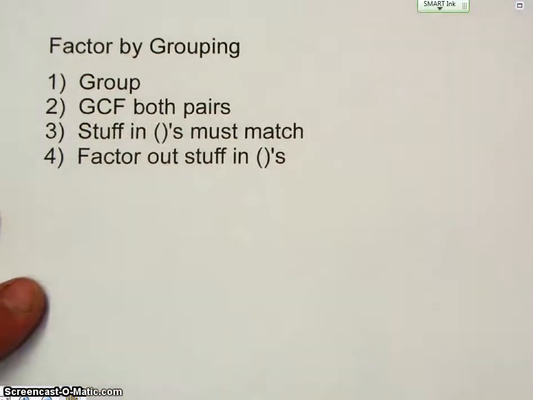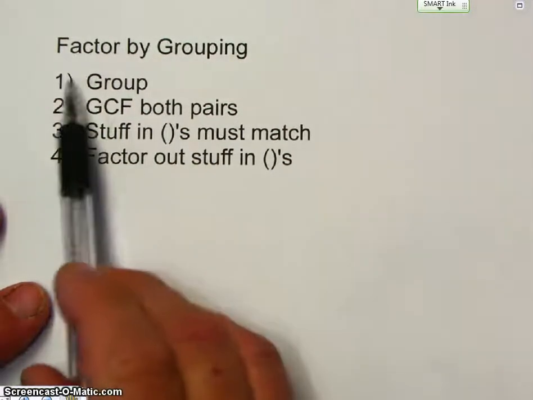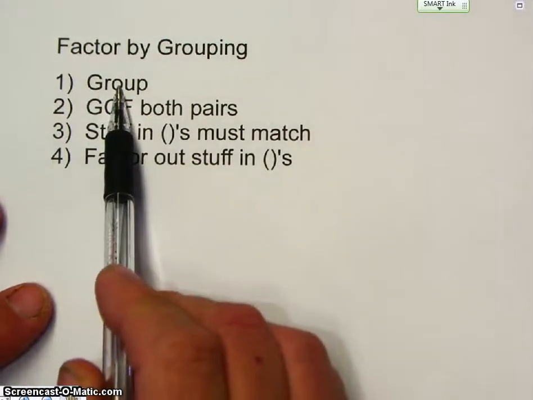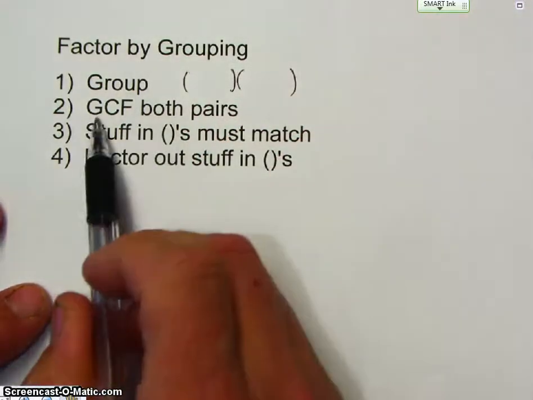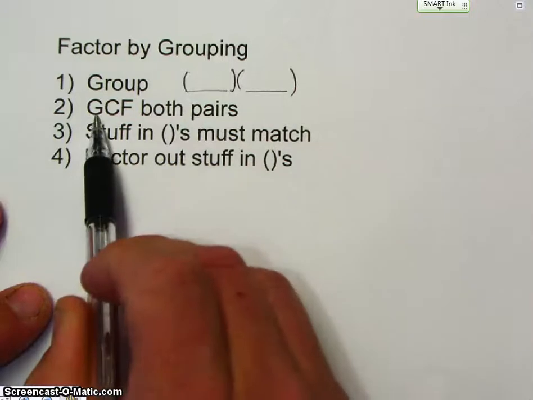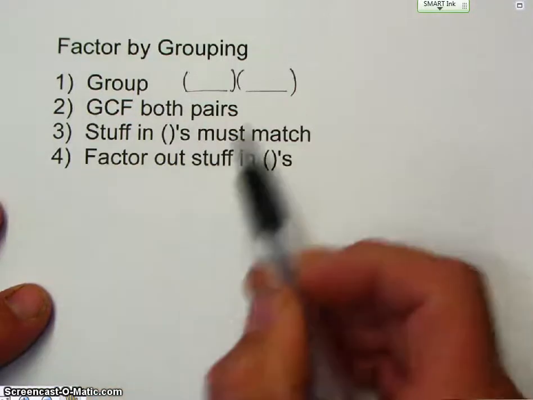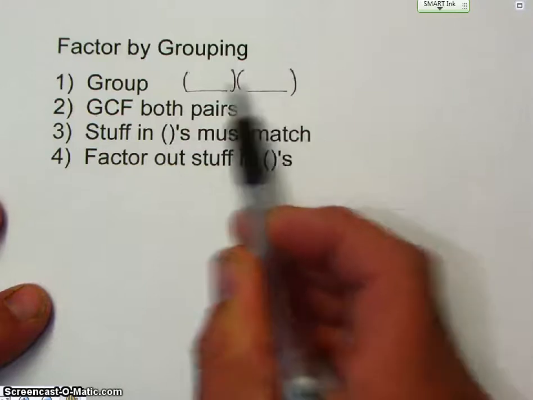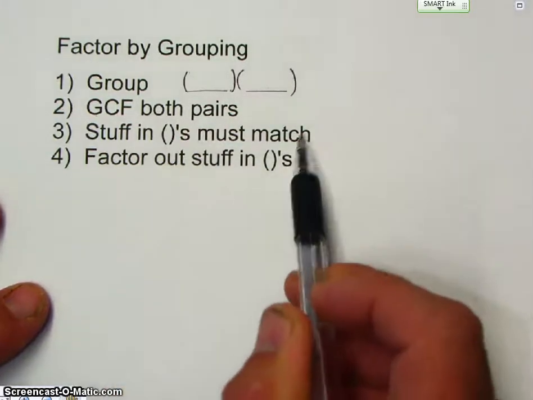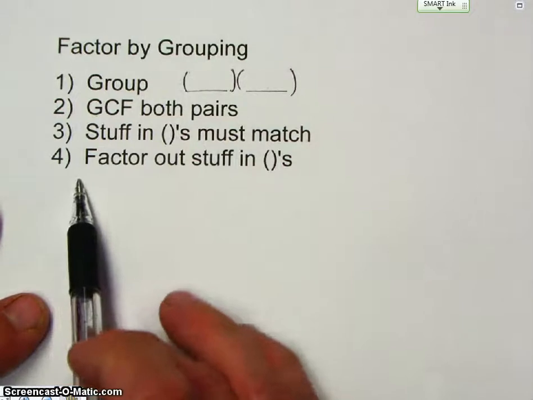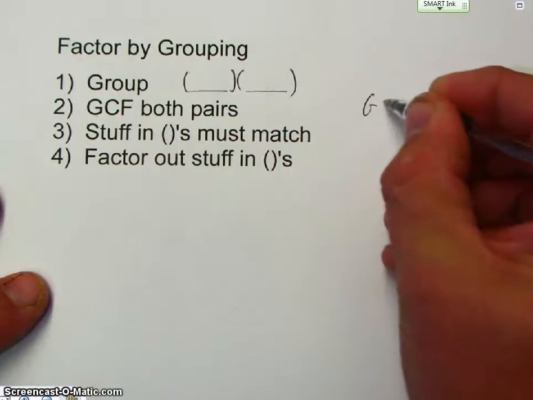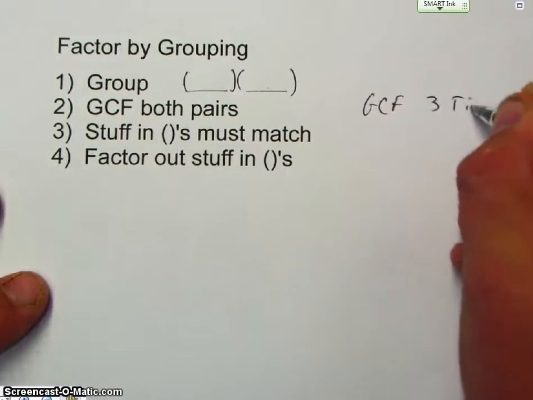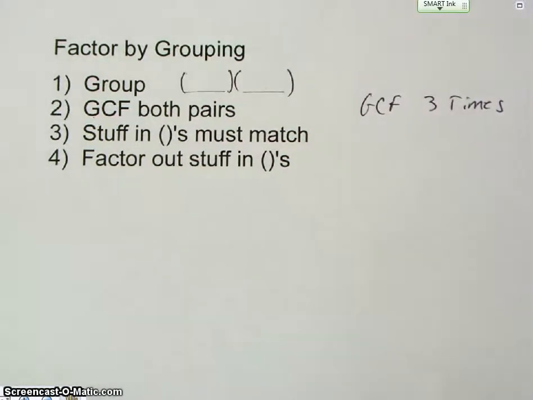All right, factor by grouping. A couple of steps you need to follow. One is you need to group them, right? In other words, we'll put parentheses around the terms. And then from each parentheses, we're going to factor out the GCF. Now, if we do that, what's left over in the parentheses should be the same. They must match. And if they do, that means we can take it to the last step, and then we can factor out that. So this factor by grouping is doing the GCF 3 times. All right? Really, factor by grouping is GCF on steroids. You're doing it 3 times.